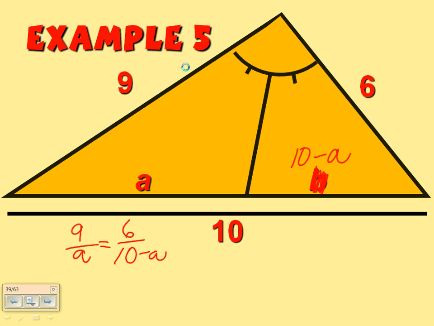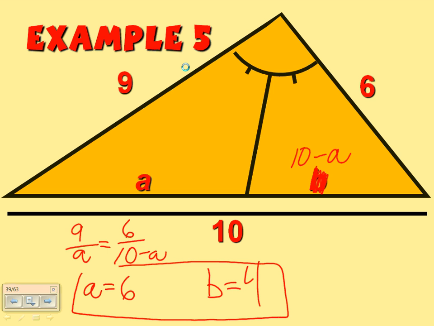Does anyone have the answer for what A is? What's the answer for A? Julia: A equals 6. So if we know what A is equal to, can anyone now tell me what B has to equal? Brett: B equals 4. Good. Okay.